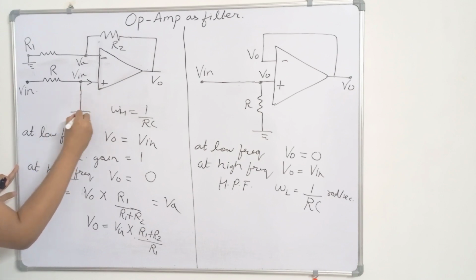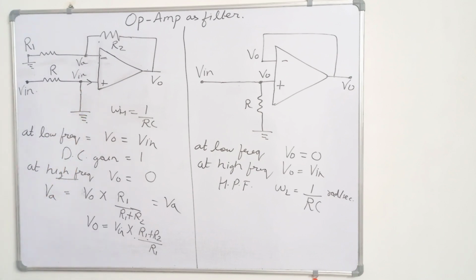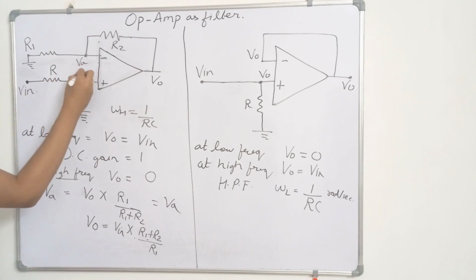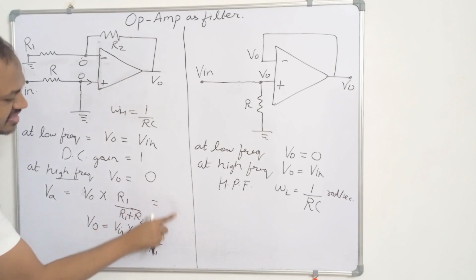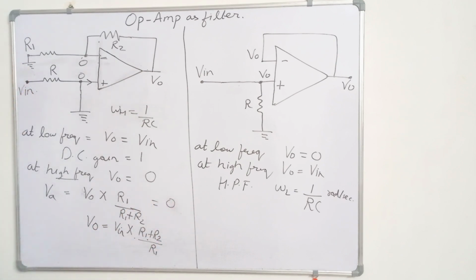And at high frequency the capacitor will be replaced by a short circuit. So this voltage now becomes 0 because it is connected to ground, and this voltage will also be 0 by the virtual ground concept. If we apply this in the formula, at high frequency this is 0, so V naught equals 0 at high frequency.